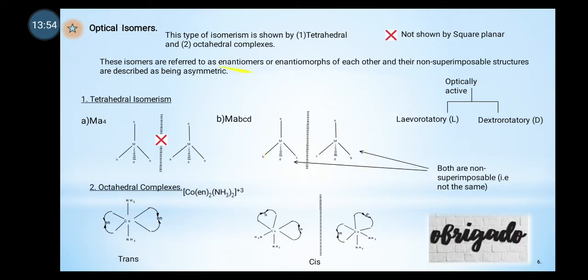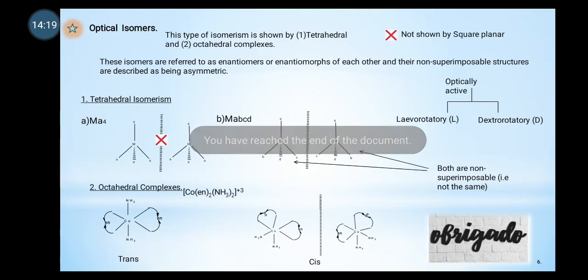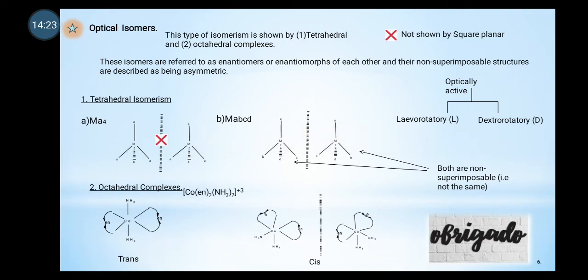So this isomer refers to an enantiomer or what? Enantiomorphs of each other, and there is a non-superimposable structure. Both are non-superimposable. That is, they are not the same. We will notice it's just in the form of a mirror image. This tetrahedral is a mirror image. They are not the same. So it's optically active. We have the levorotatory and what? Dextrorotatory, which is what happened here. But here, no matter the way I arrange my A, which I represent as ligand, they remain the same. So this is not an optical isomer. This is an optical isomer.